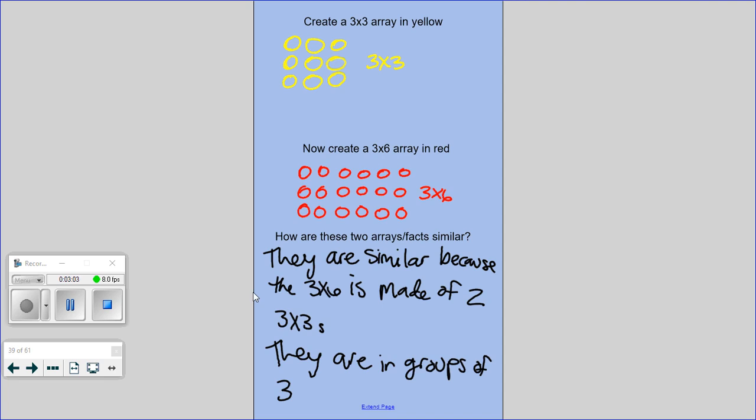Is there anything else that you noticed about how they are similar? Kylie asked me a good point. She said, hey, your array is going sideways, but my array is going up and down. Is that okay? Yes. It's the same thing. Why is it okay? Her array is going up and down, and mine is going side to side. They look very different. Why is that okay?